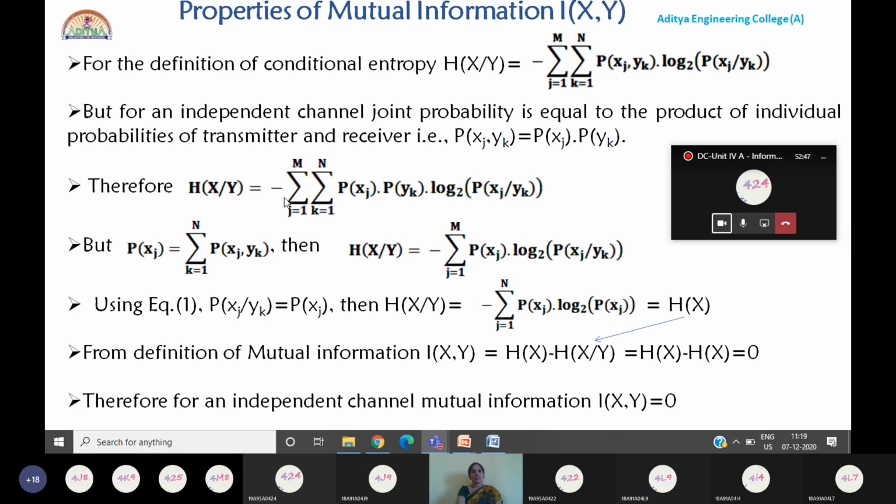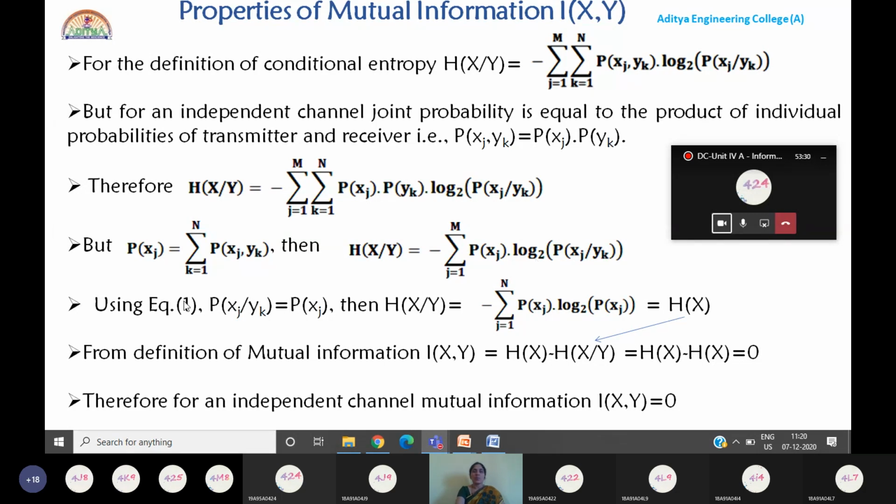Now please observe. Here summation over k is equal to 1 to n of P of xj comma yk is P of xj. But what is P of xj? It is summation over k of P of xj comma yk. Please substitute. Then you can get H of x by y as minus summation j is equal to 1 to n, k is equal to 1 to m, P of xj into log P of xj by yk base 2.